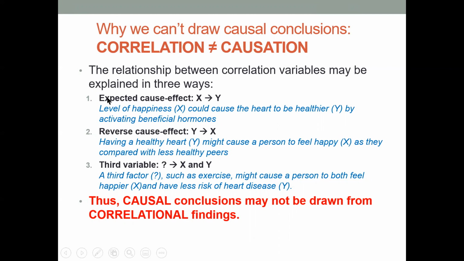We'll be applying them. So expected cause-effect, that's what you're predicting. Reverse cause-effect, the opposite of what you predicted. Or third variable, alternate explanation, some other factor causing X and Y. So in class, we're going to be working through some examples of these. We want to apply this quite a lot, so I hope to see you there.